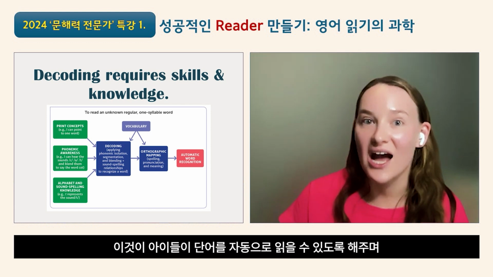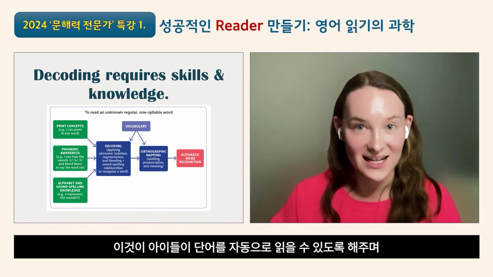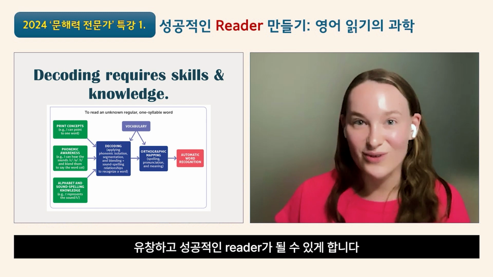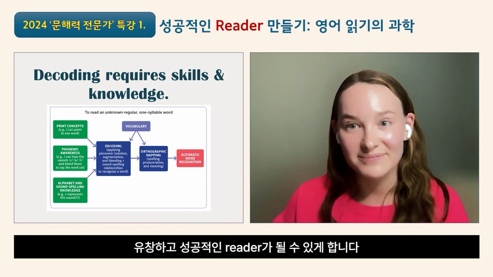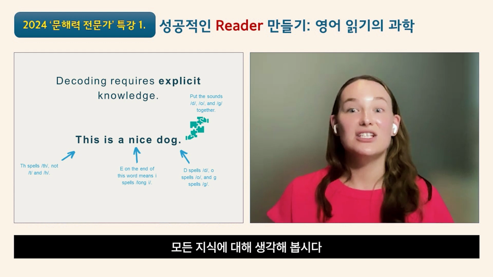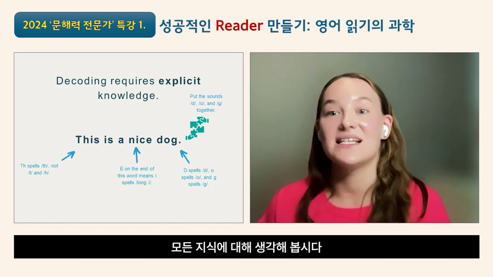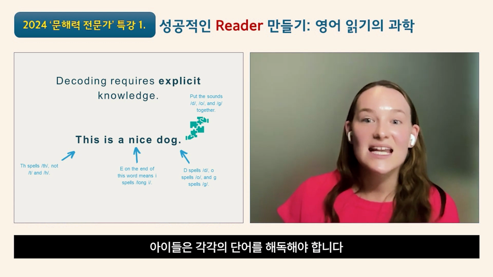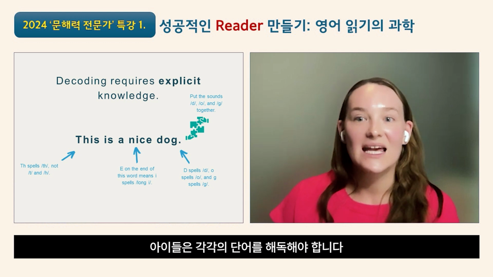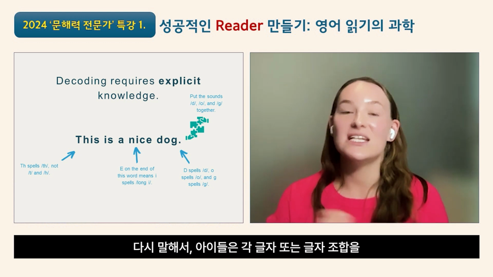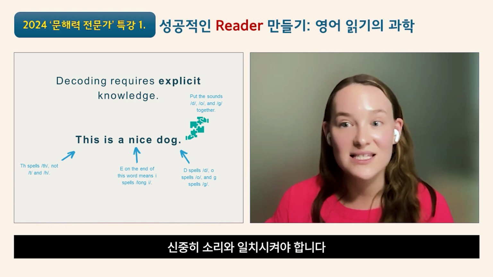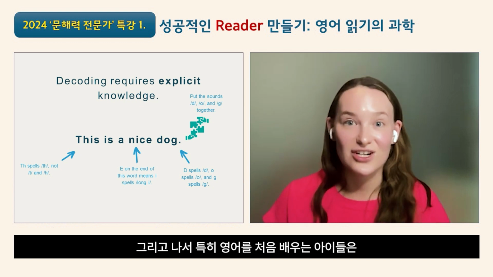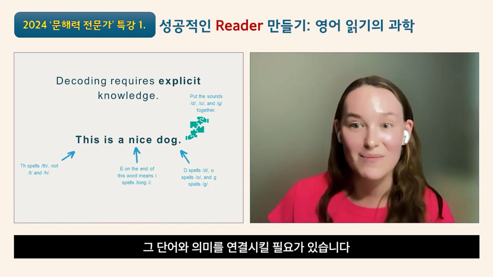This is what allows a child to be able to read words automatically, which allows them to be a fluent reader, who is a successful reader who understands a lot of what they read. So let's think about all the knowledge that a child is bringing just to read even a simple sentence. When a young child is just learning English, they need to decode each word. In other words, they need to carefully match each letter or letter combination to sounds, put the sounds together, say the word, and then, particularly for children new to English, they need to match that word to a meaning.